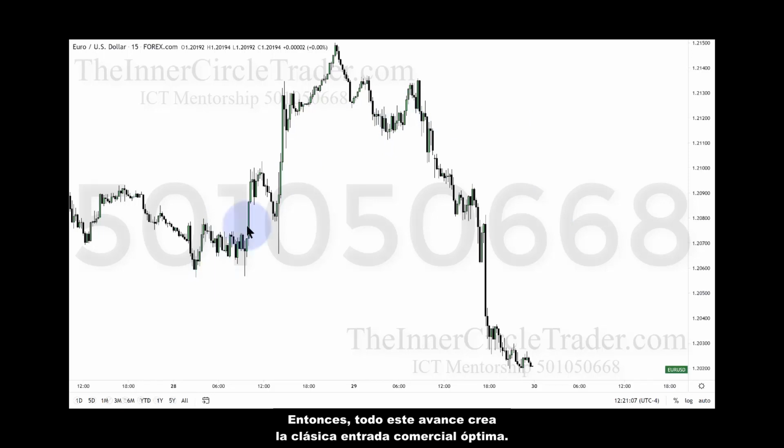So all of this run up creates the classic optimal trade entry. Fair value gap closes in, it breaks down, comes back to the bearish order block, sells off once more, comes back in, fills in the small little fair value gap there, breaks down, trades back up into the volume imbalance there, breaks down, continues, fair value gap, institutional order flow entry drill, boom, hits it, sells off, fair value gap there, sells off, and everything looks exactly like it normally does as I describe it.